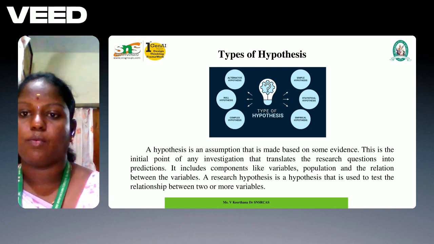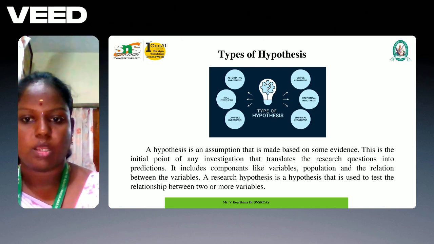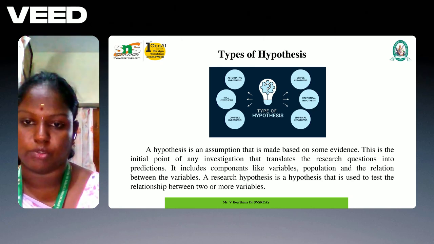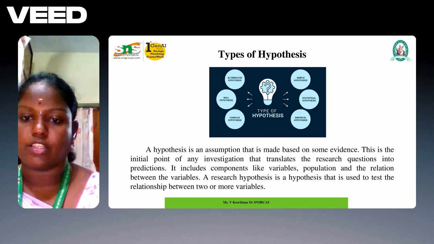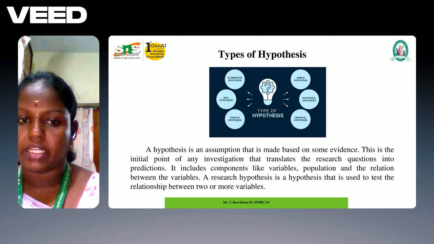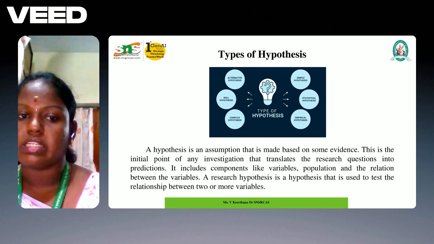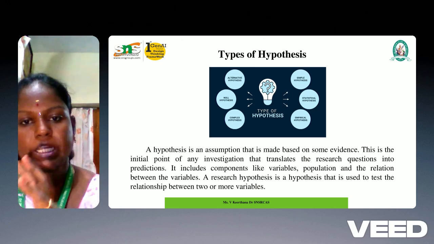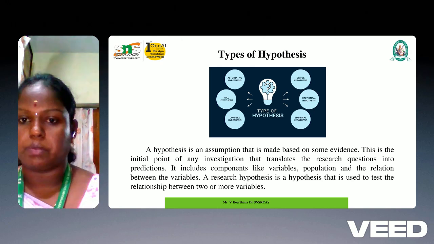Next is what are the types of hypothesis. There are six forms of hypothesis: simple hypothesis, complex hypothesis, directional hypothesis, non-directional hypothesis, null hypothesis, and associative and causal hypothesis. First is simple hypothesis. It shows a relationship between one dependent variable and a single independent variable. Simple hypothesis, in the sense, one dependent variable and a single independent variable.